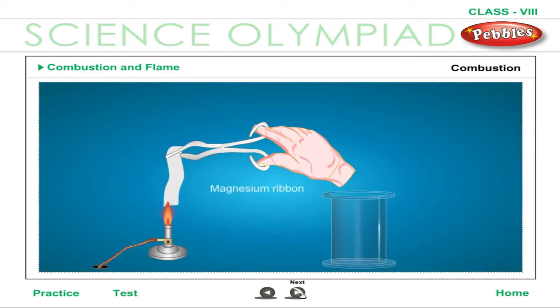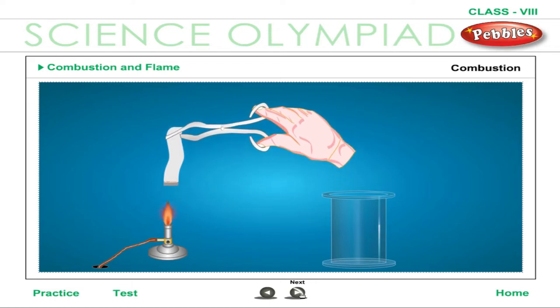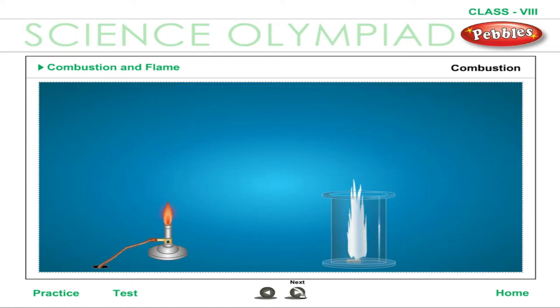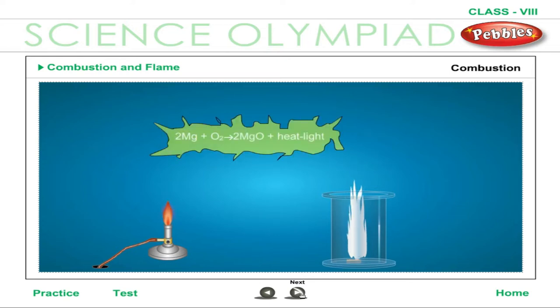Combustion is a chemical reaction in which heat and light are produced. Example, heated magnesium ribbon, when introduced into a jar of oxygen, burns, producing heat and dazzling white light. 2Mg plus O2 gives 2MgO plus heat, light.